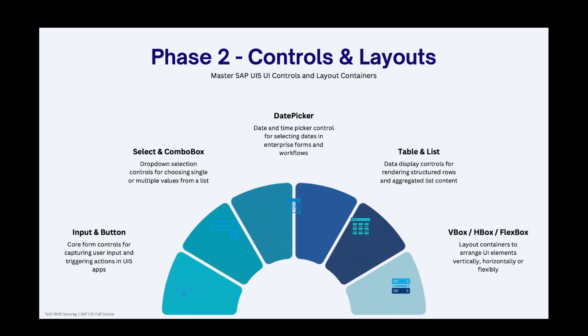So, once you are comfortable with the fundamentals, it's time to start building user interfaces. This is where UI5 starts becoming fun. You will learn commonly used controls such as input fields, buttons, text controls, combo box, date pickers, lists, and tables. These controls are used in almost every business application. You will learn layouts such as VBox, HBox, and Flexbox. These layouts help organize content properly and create responsive screens.